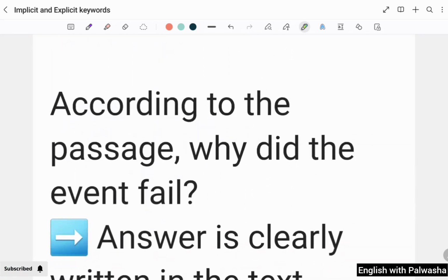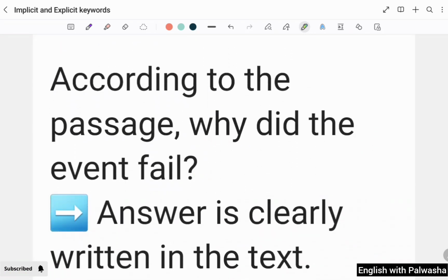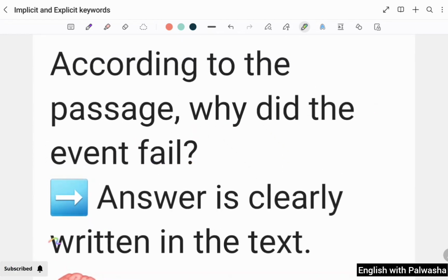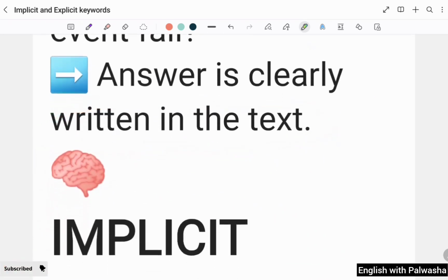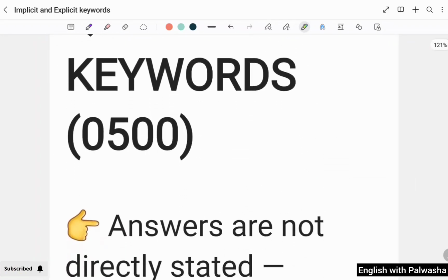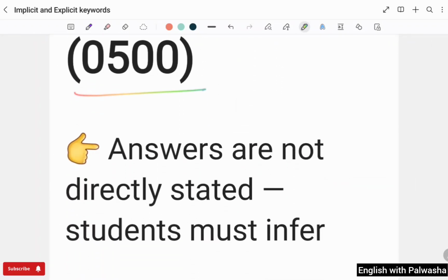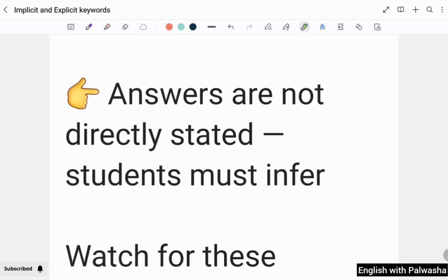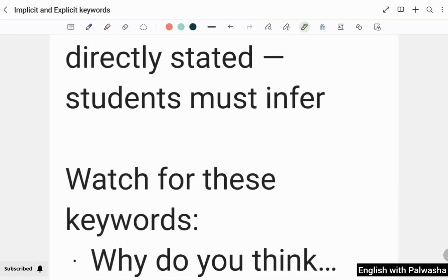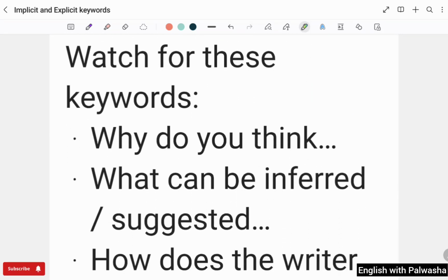For example, according to the passage, why did the event fail? It means that the answer is clearly written in the text, right? This is how explicit questions are. Now, there are some implicit question keywords for 0500 English as first language students. Answers are not directly stated. Students must infer, find it, and they have to make their own response. So you have to watch for these keywords for the implicit ones.